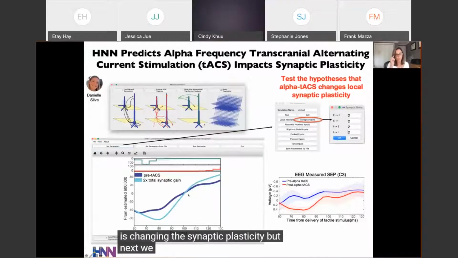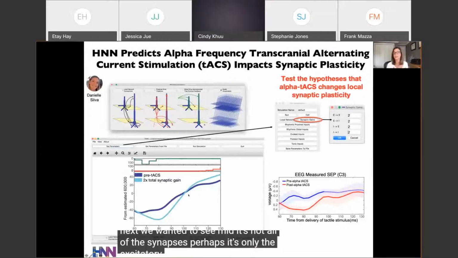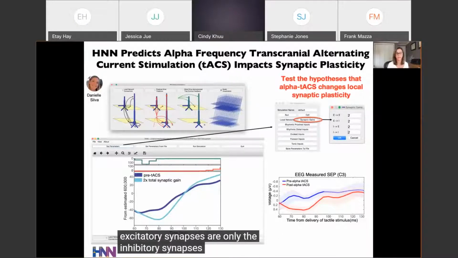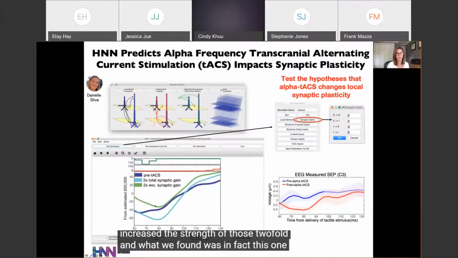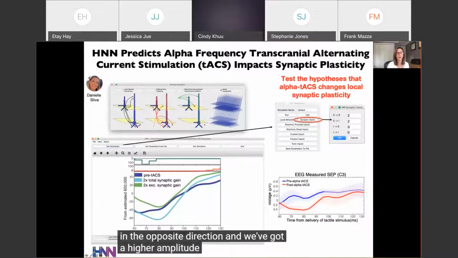But next we wanted to see, maybe it's not all of the synapses. Perhaps it's only the excitatory synapses or only the inhibitory synapses. And so we went in next and we checked, well, what if we change only the excitatory synapses and increase the strength of those twofold? And what we found was, in fact, this went in the opposite direction. We got a higher amplitude response, and it didn't match our data.